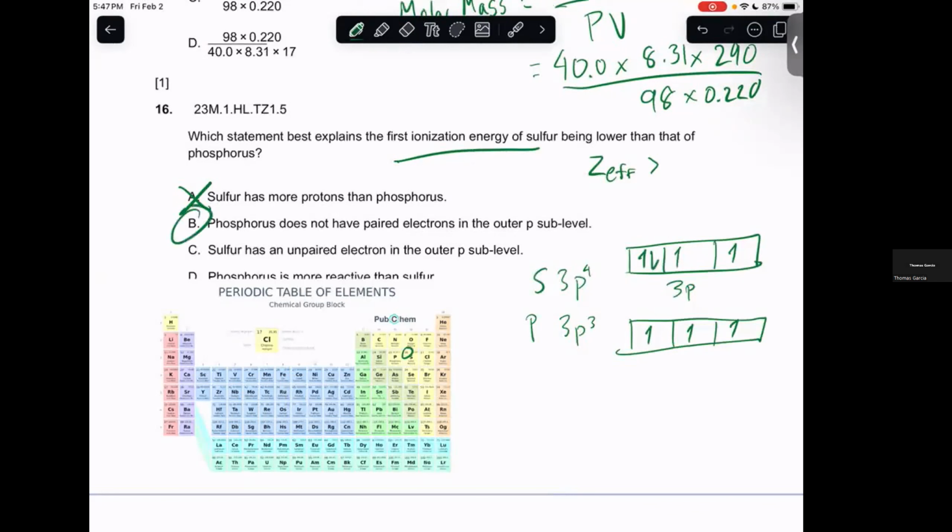And so it turns out our answer is in fact B. Phosphorus does not have that paired electron. So we're going to have sulfur having a lower ionization energy than phosphorus.